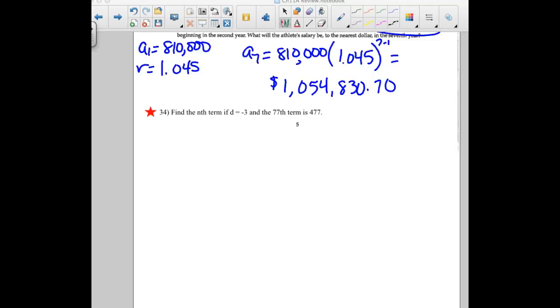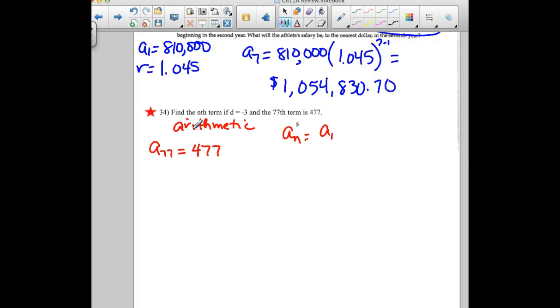All right, our last question, it says find the nth term. So a formula for the nth term. If D is -3, that means it is arithmetic, since they're giving us a common difference. We are told the 77th term is 477. We can use that to help us figure out what our first term is. Remember, our formula for arithmetic is first term plus n minus 1 times our common difference.